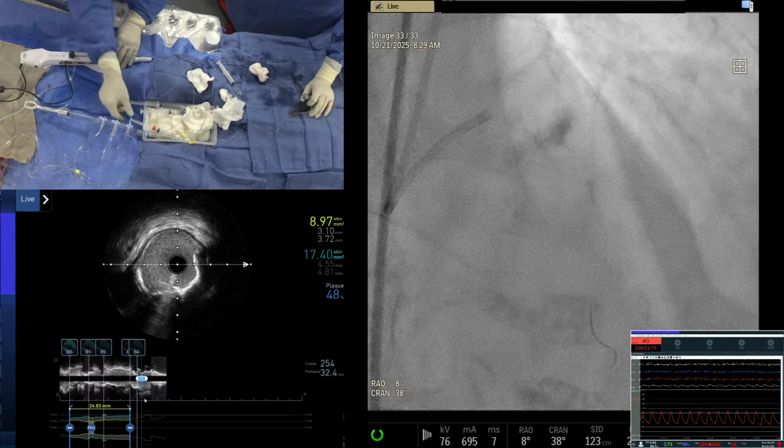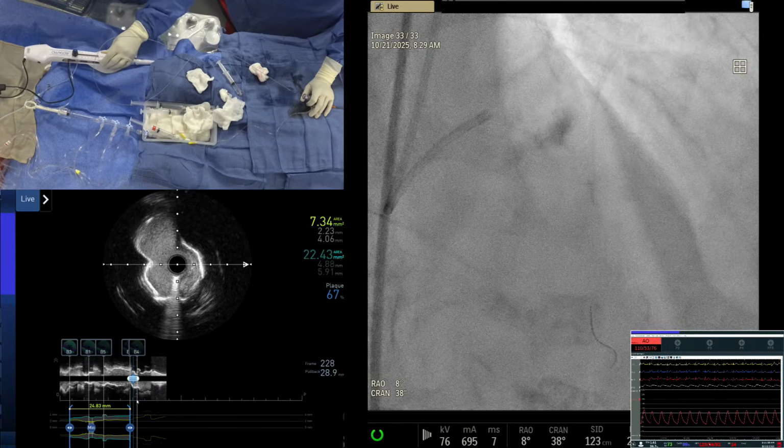Yeah, diffuse left main. You want to change it? No, this will be okay. No, this is okay. Just plug, unplug again.